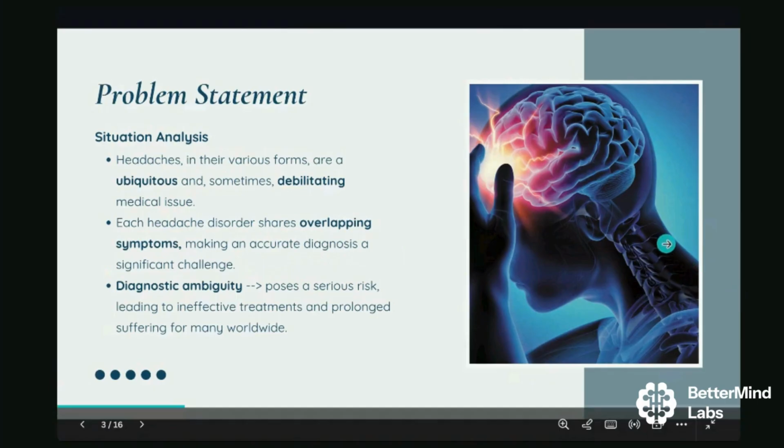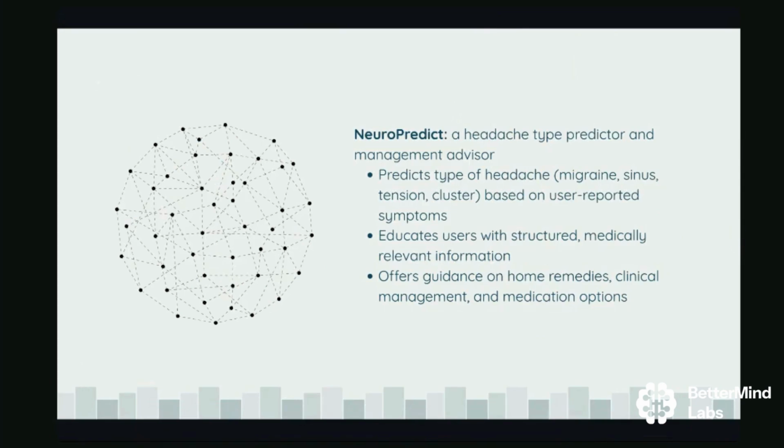So that's where my project, NeuroPredict, comes in. NeuroPredict, as the name suggests, is a headache type predictor and management advisor. It's an intelligent, user-friendly solution that focuses on this exact issue, run by a data-driven classification system and an LLM model. It predicts the type of headache, and I chose migraine, sinus, tension, and cluster, the 4 most common types, based on user-reported symptoms, educates users using structured, medically relevant information, and offers guidance on home remedies, clinical management, and medical options. With NeuroPredict, I'm not just creating a type of software, but I'm also building a digital mind that can learn from and reason from symptoms in a way that mimics a medical professional's advice.